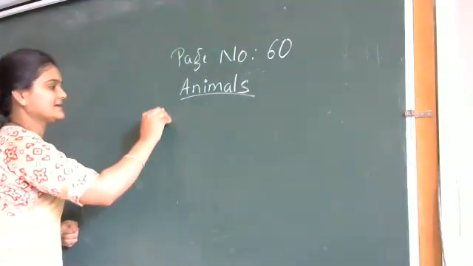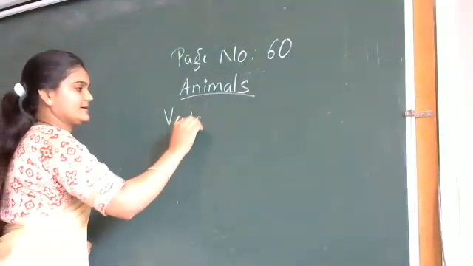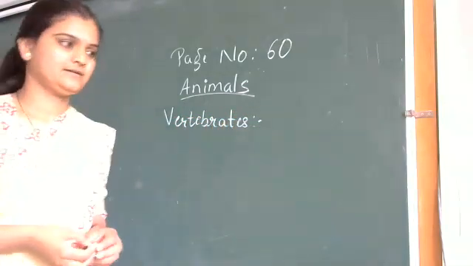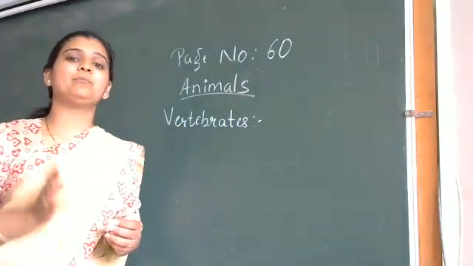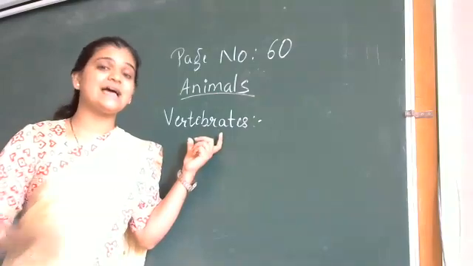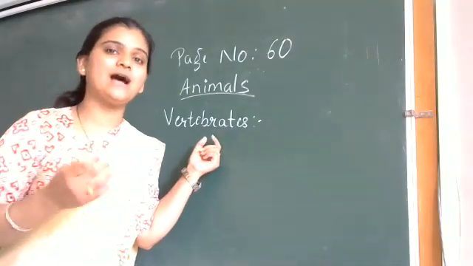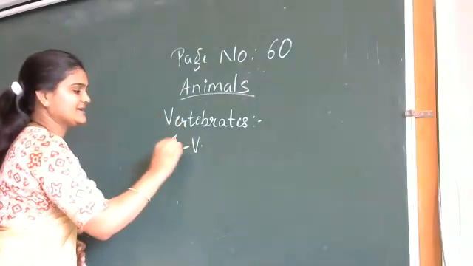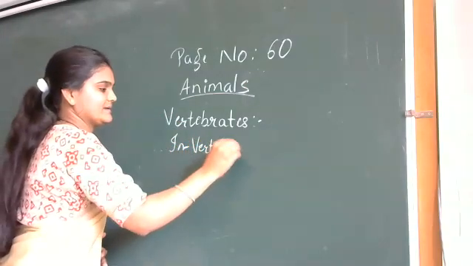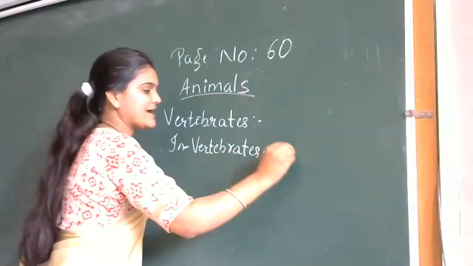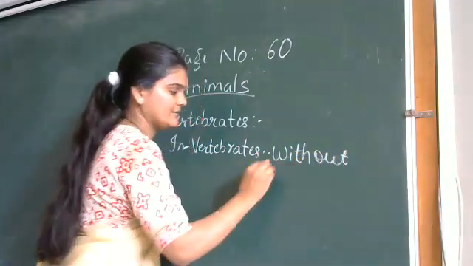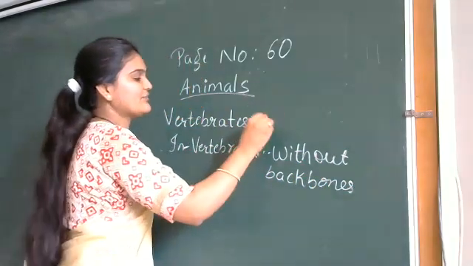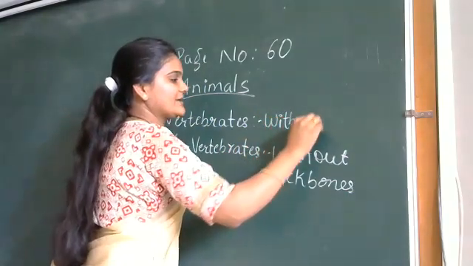What is the meaning of vertebrates? Without bones. And ma'am, vertebrates means animals with backbones. Yes, the ones which have the backbone are known as vertebrates, and the animals which do not have the backbone are known as invertebrates. The animals without backbone are known as invertebrates. Okay, the animals with backbones are known as vertebrates.